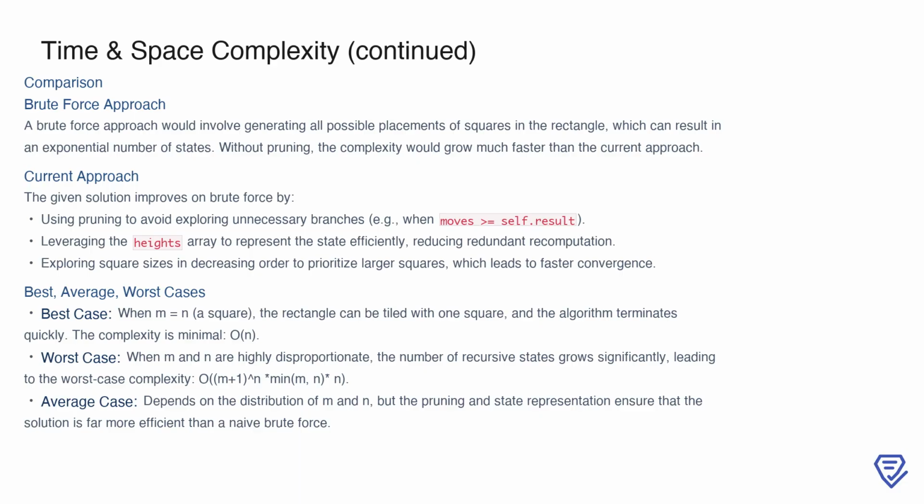In terms of best, average, and worst cases, the best case occurs when the rectangle is already a square, allowing the algorithm to terminate quickly with minimal complexity. The worst case arises when the dimensions m and n are highly disproportionate, resulting in the maximum number of recursive states. On average, the pruning and state representation make the solution far more efficient than brute force.